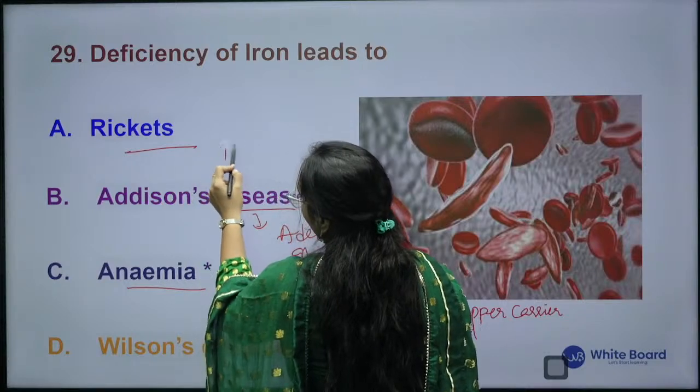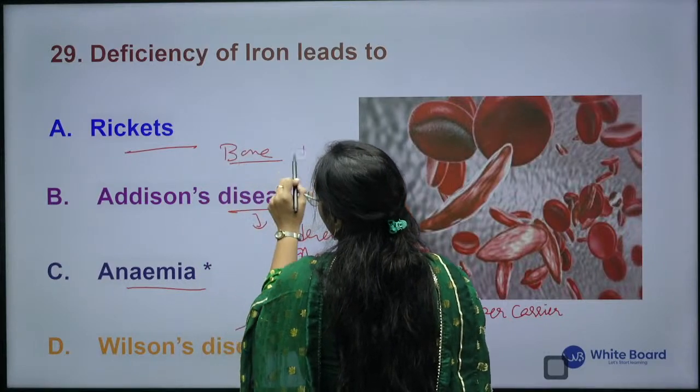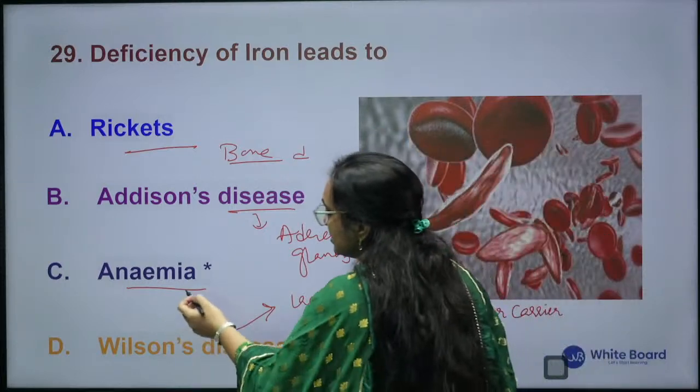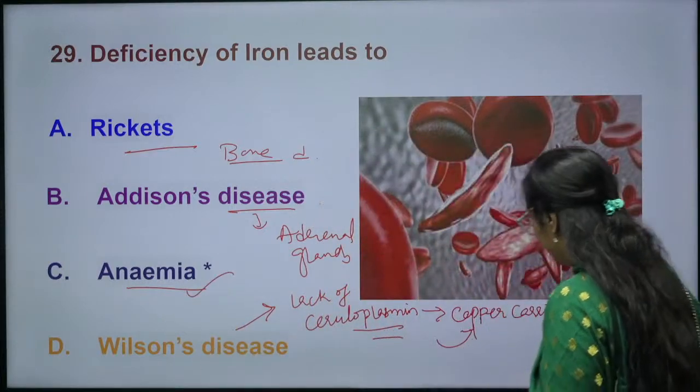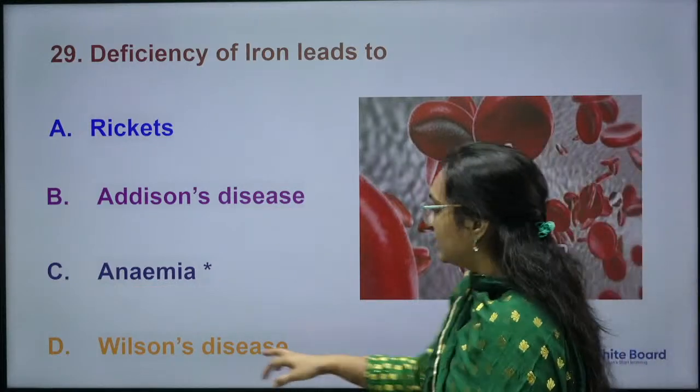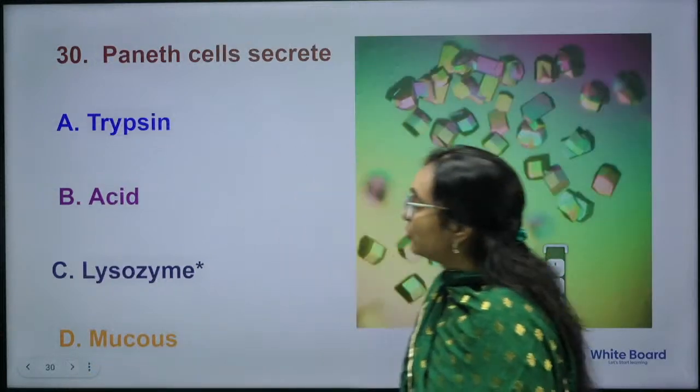Rickets is a bone disorder, caused by vitamin D deficiency. Here iron deficiency is anemia, lack of blood. So here the answer is C. Let's move to the next question.